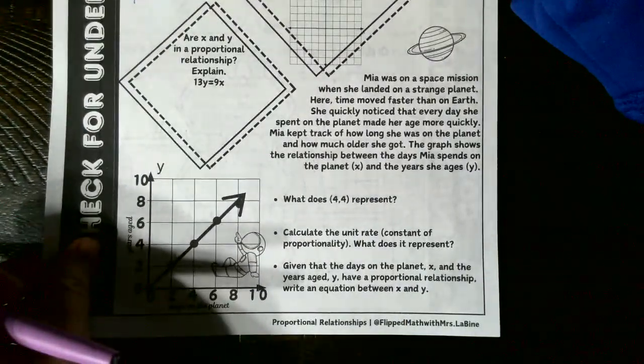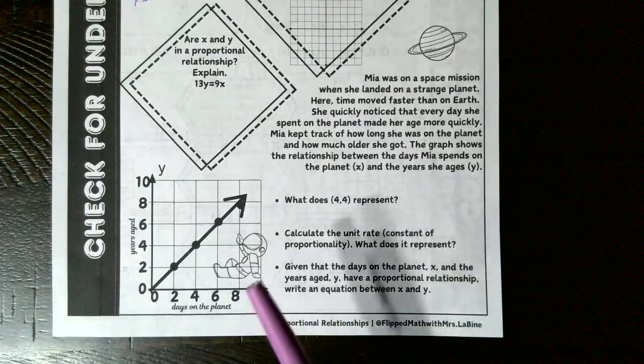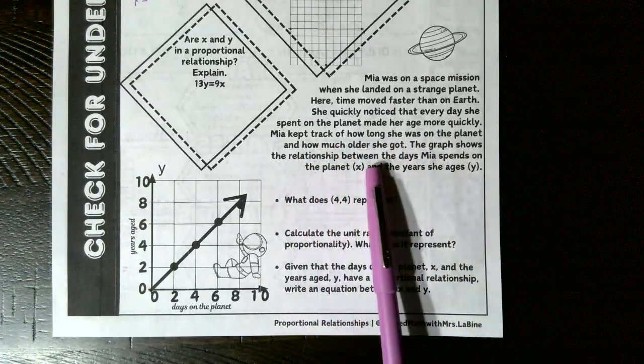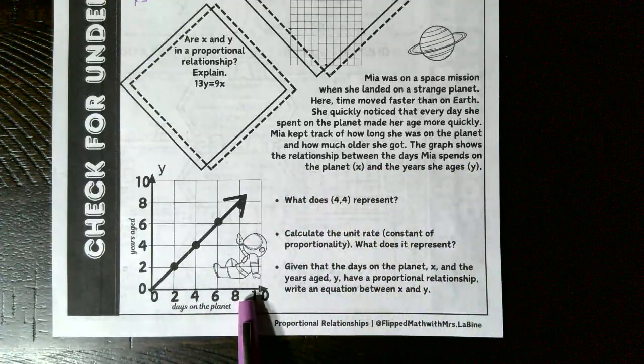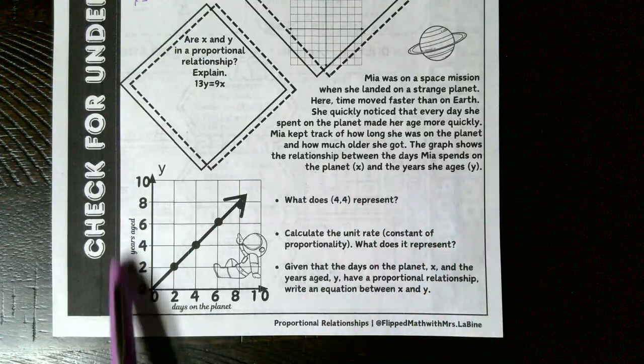is answer this story problem for me. So it says Mia was on a space mission when she landed on a strange planet. Here, time moved faster than on Earth. She quickly noticed that every day she spent on the planet made her age more quickly. Mia kept track of how long she was on the planet and how much older she got. The graph shows the relationship between the days Mia spends on the planet, x, so that's this one, and the years that she ages, y, going this way.